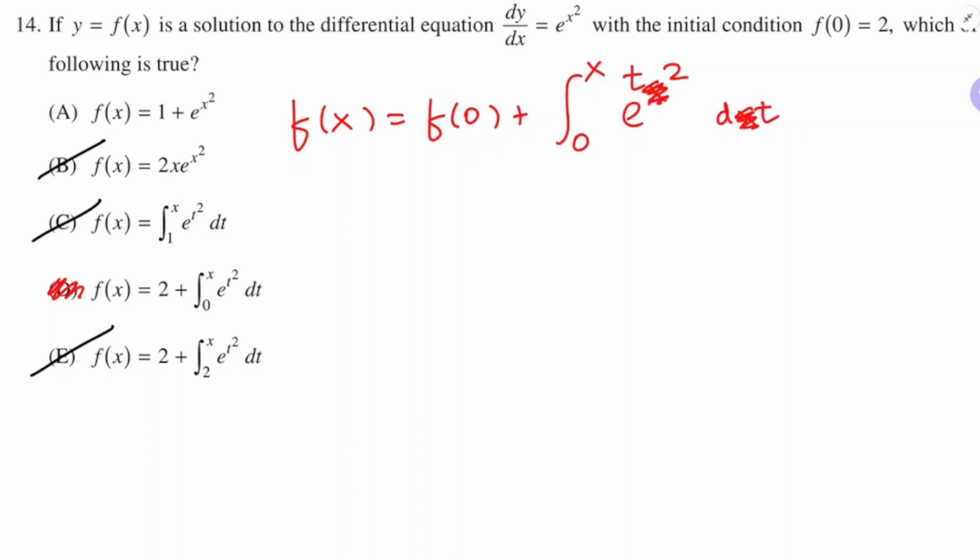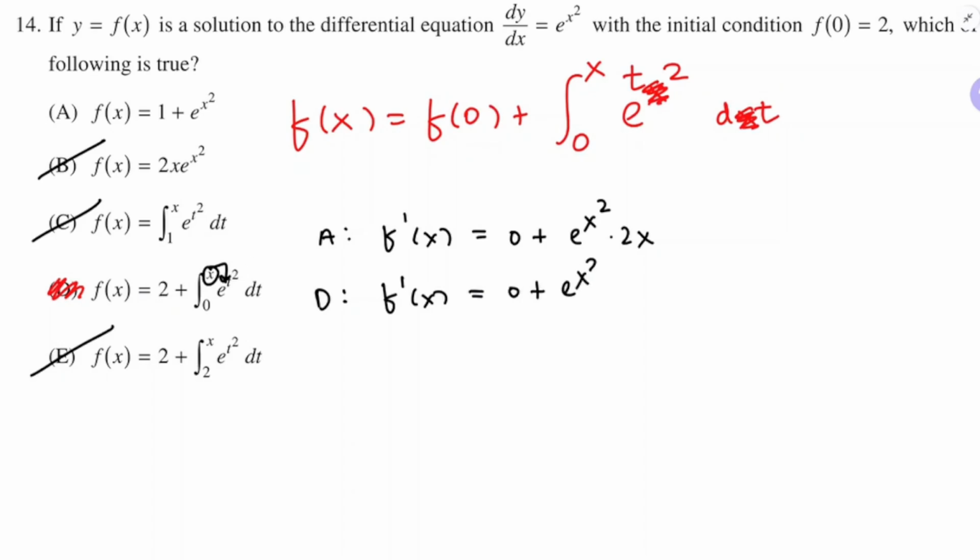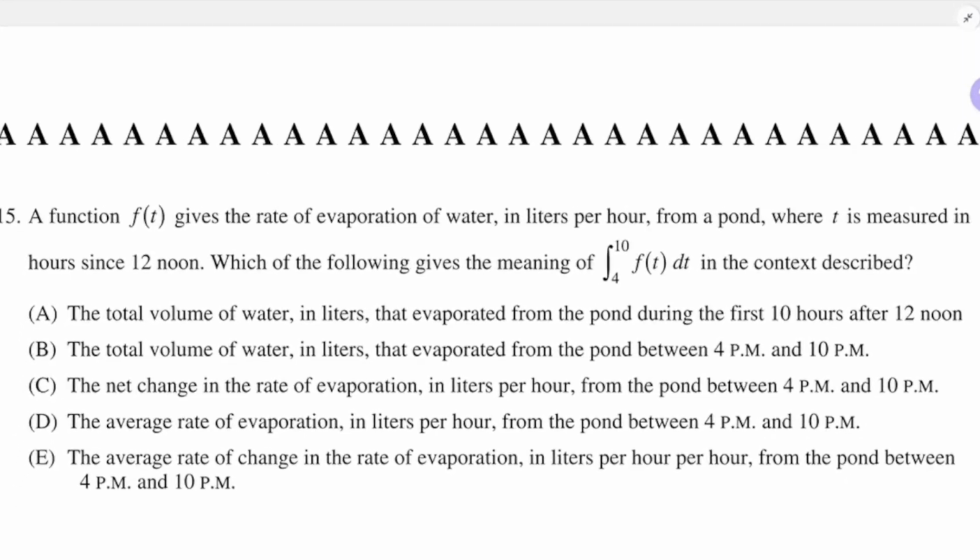Now I'm going to take the derivative of the answer choices. For A, f prime of x is 0 plus e to the x squared times 2x for the chain rule. Well, that's not e to the x squared, so that's a problem. For answer choice D, the derivative of 2 is 0, plus I would throw x in for t, giving e to the x squared, and the derivative of x is 1, so I'm good there. That is another reason why answer choice D is the right one. That's a good question. I don't remember having seen that one in the past.